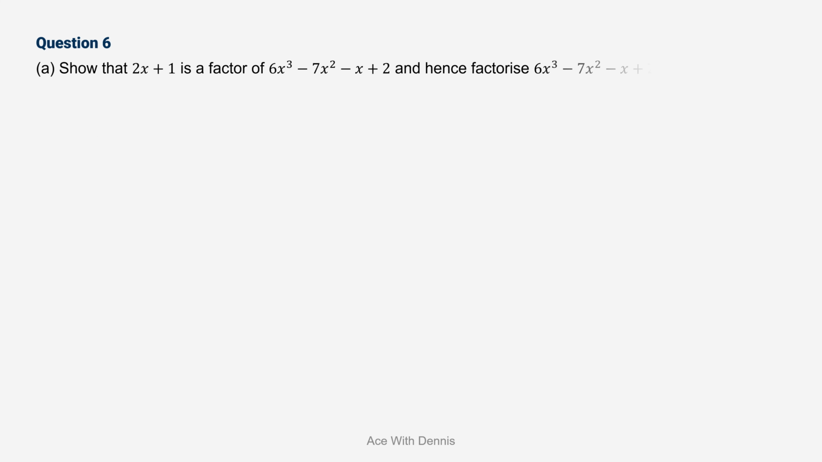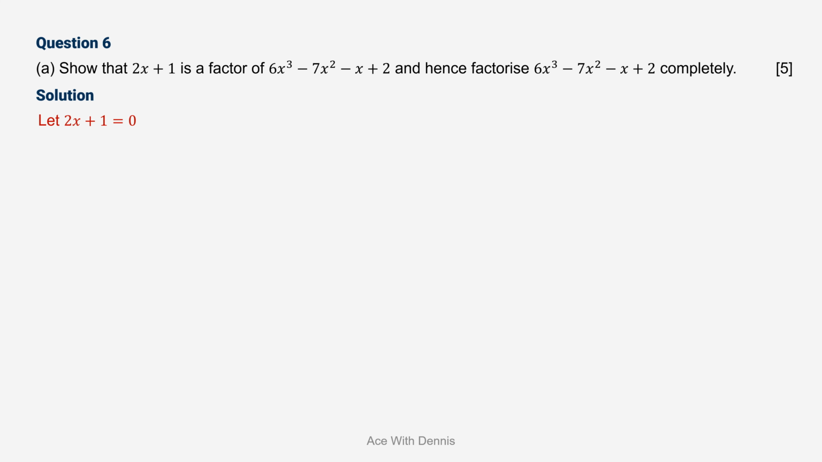Question 6. A. Show that 2x plus 1 is a factor of 6x cubed minus 7x squared minus x plus 2, and hence factorize 6x cubed minus 7x squared minus x plus 2 completely. 5 marks. So here is the solution.